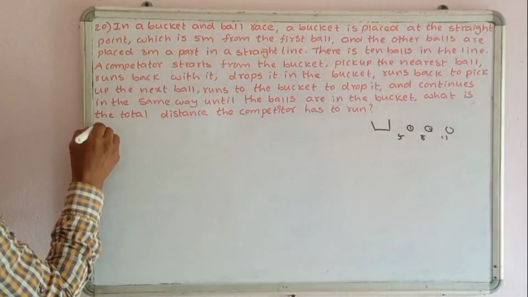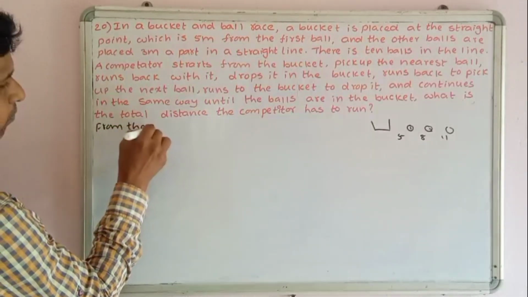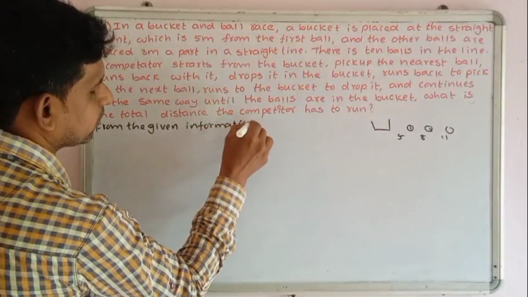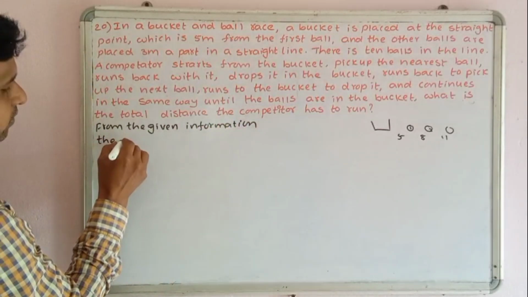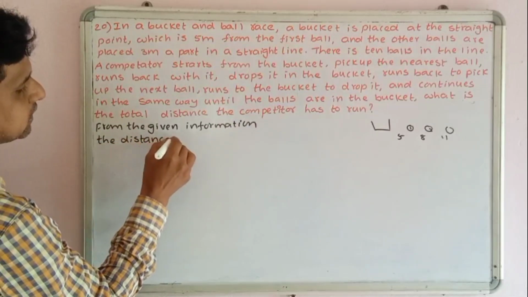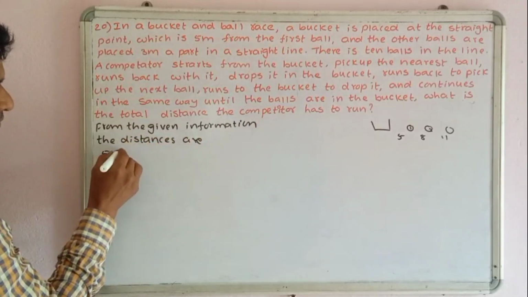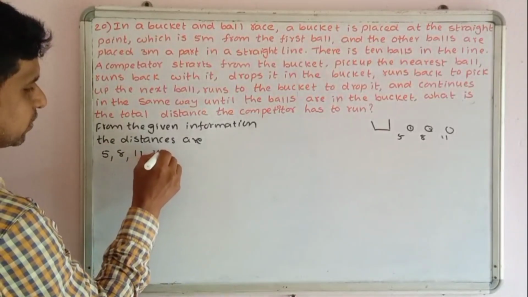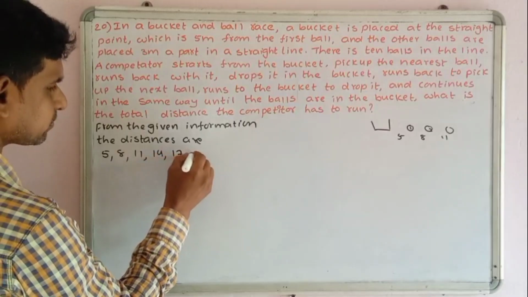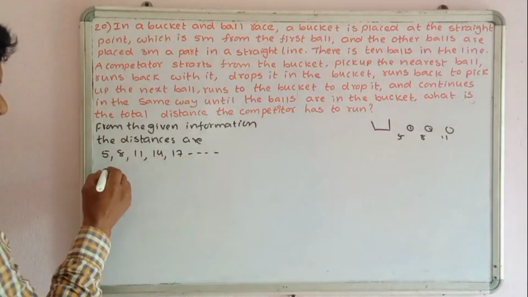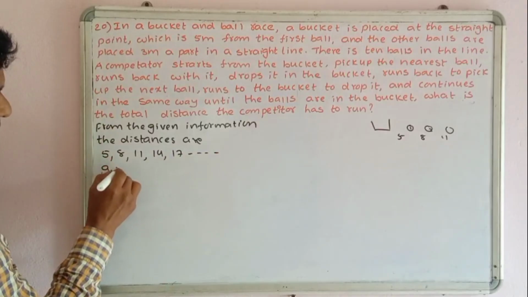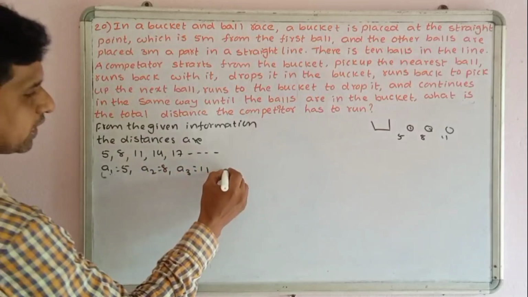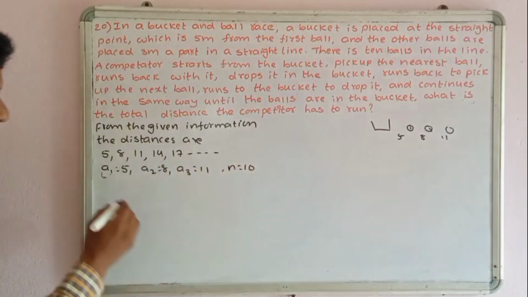So from the given information, the distances are: first one is 5, 8, 11. How many balls are there? 10 balls. 11, next one is 14, next is 17, and so on. Here A1 equals 5, A2 equals 8, A3 equals 11, and so on. So n equals how much? 10 balls, n equals 10.